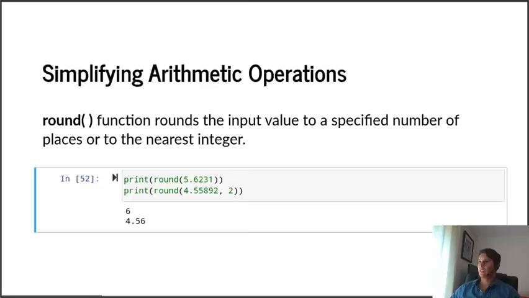Another very handy function is the round function, when we have numbers with a lot of decimals. If we use round of, for example, this number, it will round it to the nearest integer. The nearest integer is 6. But for example, if we put comma 2, as you can see here, there were no commas here. But here you have two inputs to the function, and the second input is the amount of decimal places. So for example, here I rounded this number to just 2 decimal places. So it will give 4.56.